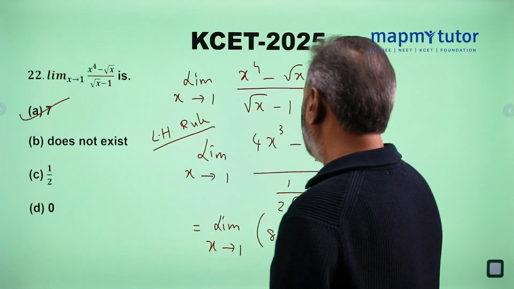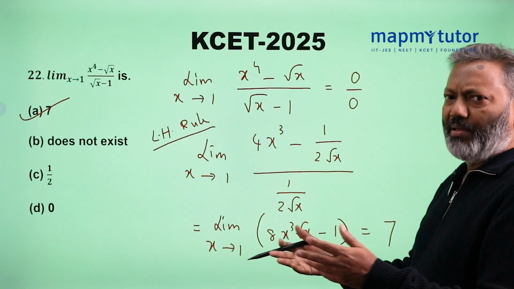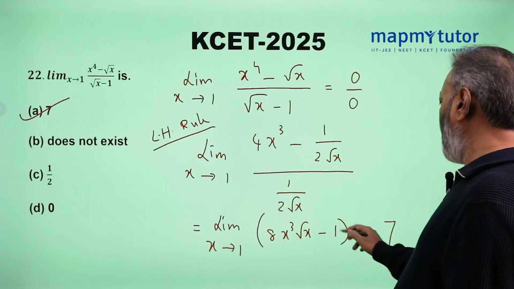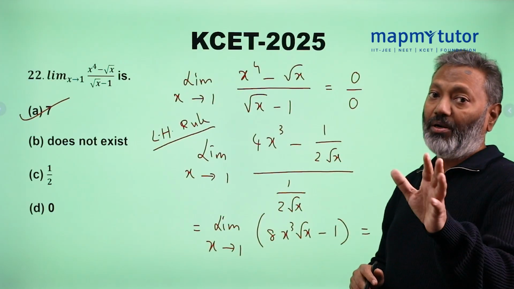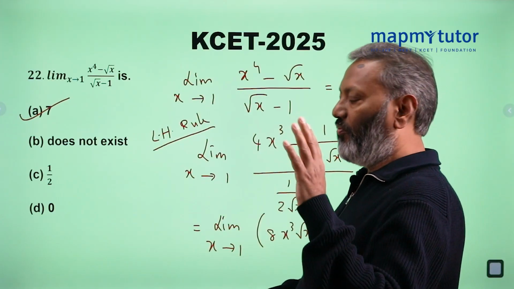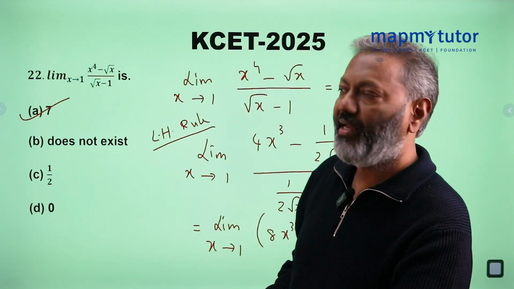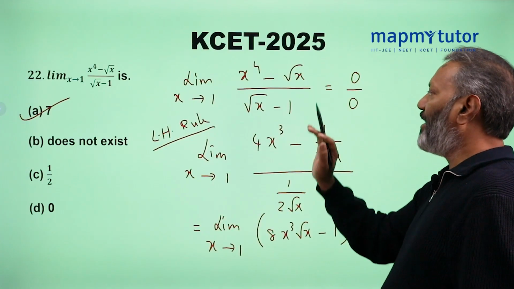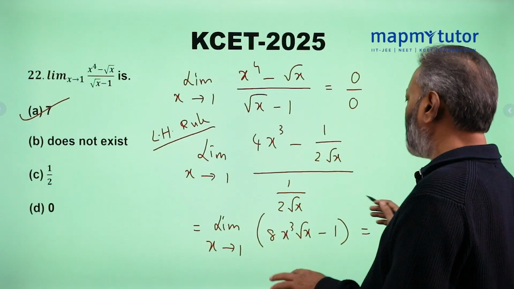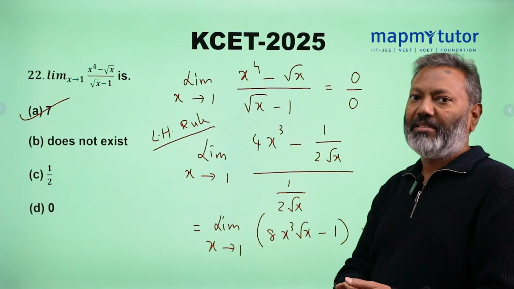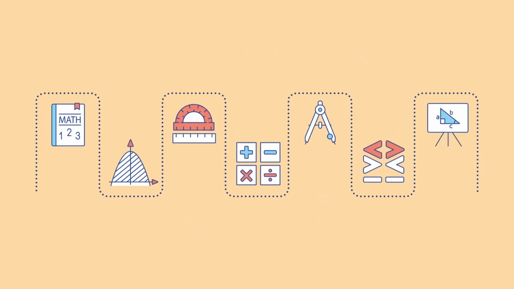7 is the correct answer. Whenever you put x equal to 1, 8 into 1 cube into root 1, just like substitution only, right? So it is 8 minus 1, 7. So here only once I used the L'Hospital rule. What is L'Hospital rule? Whenever the given limit is in the form of either 0 by 0 or infinity by infinity, differentiate the numerator and differentiate the denominator separately and again apply the limit. If you get your answer, it is fine. Otherwise, repeat the process if it is 0 by 0 again. Okay? Remember that rule.